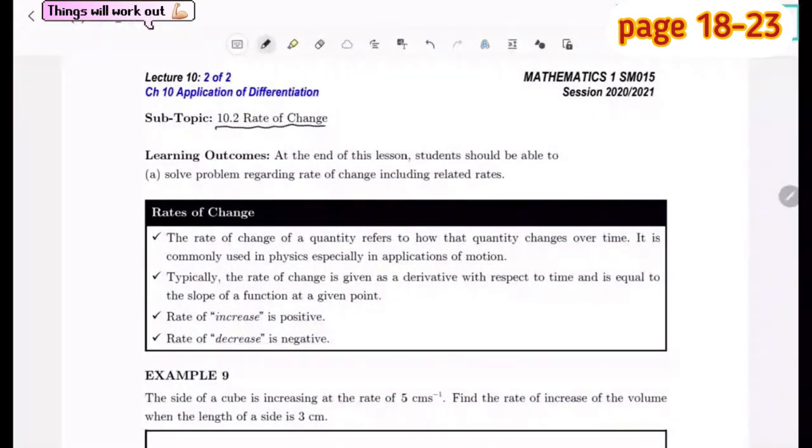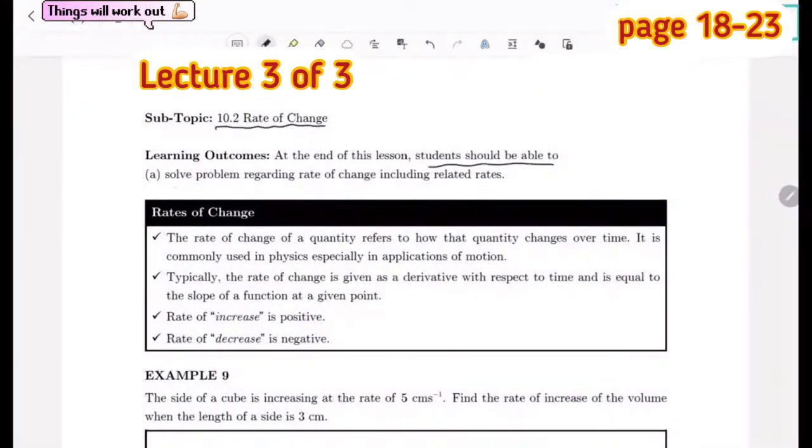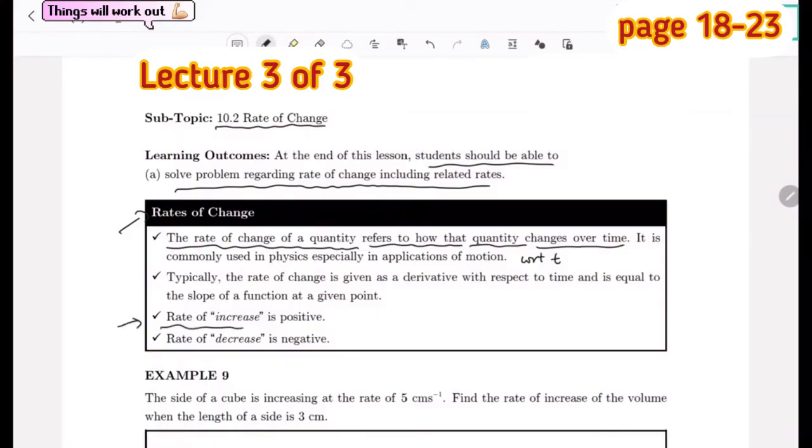10.2 Rate of change. Students should be able to solve problems regarding rate of change, including related rates. What do we mean by rates of change? The rate of change of a quantity refers to how the quantity changes over time, meaning this is with respect to t. A rate of increase will be positive, and a rate of decrease will be a negative value.